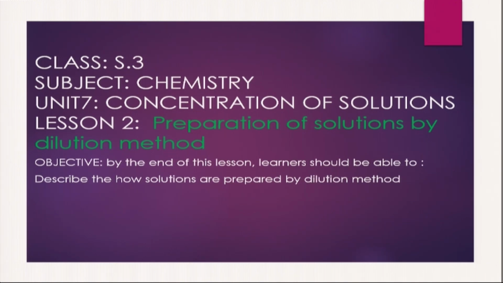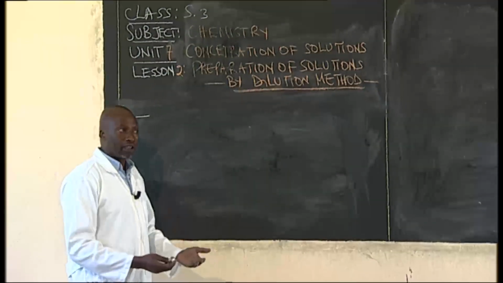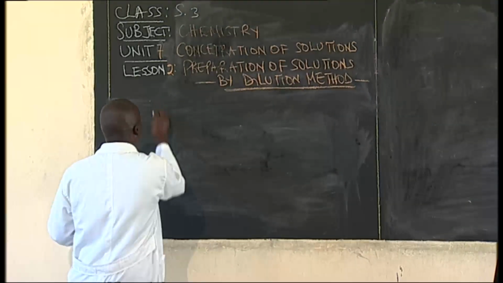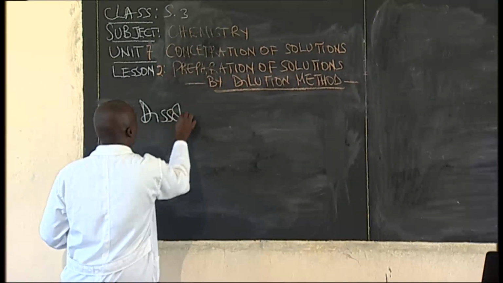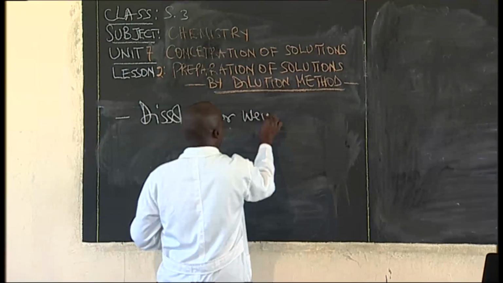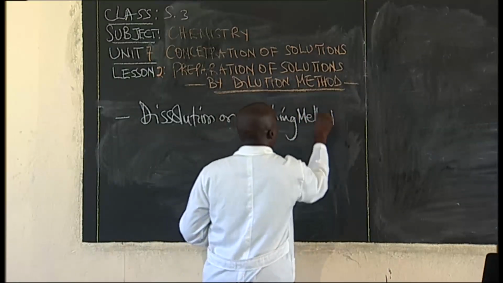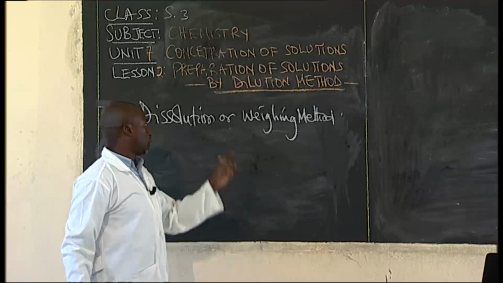You remember in the previous lesson, I told you that we have 2 methods that we use to prepare solutions. The first method was by weighing. We said it is either weighing method or dissolution method. So we can call it dissolution or weighing method. Today we are not going to look at this one.